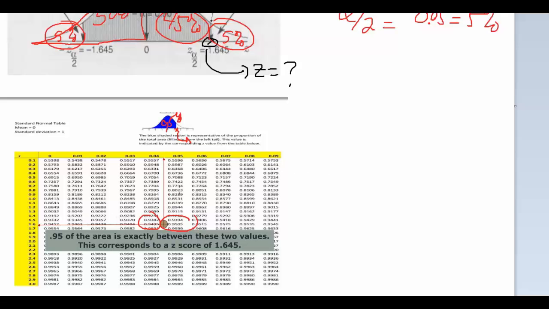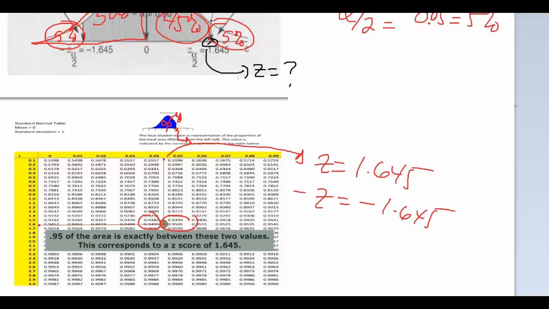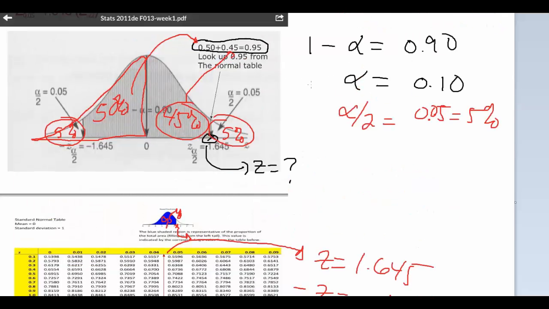So the average is 1.645, right? On the right side. So on the left side, it's minus z, which is minus 1.645. It's exactly the same. You just do it on one side, and we change the sign for the other side. And that's where the 0.5 plus the 0.45 comes from.